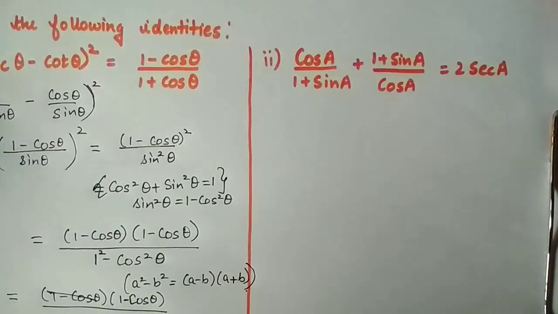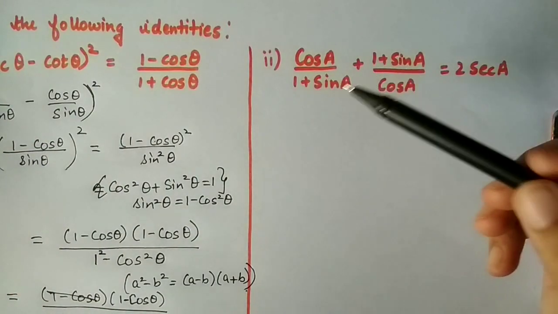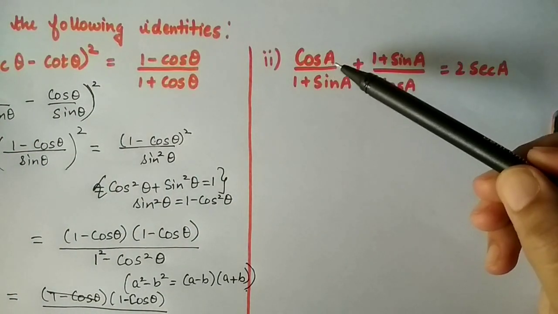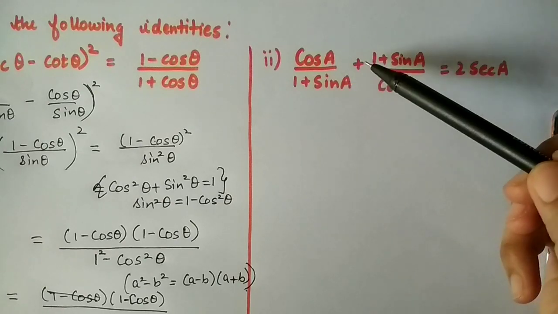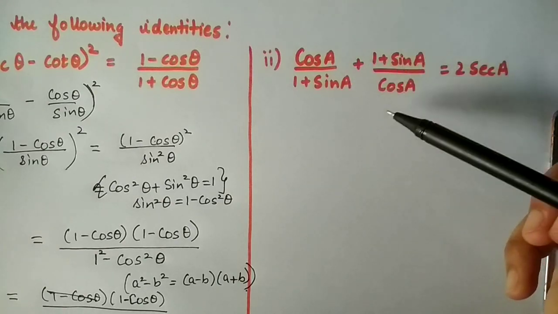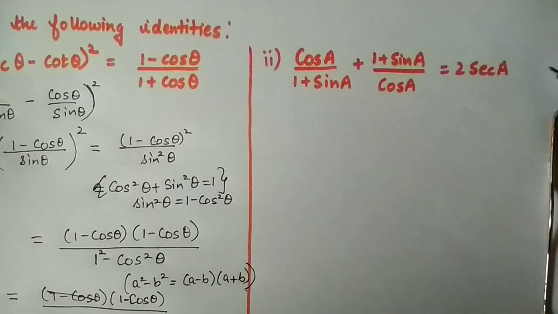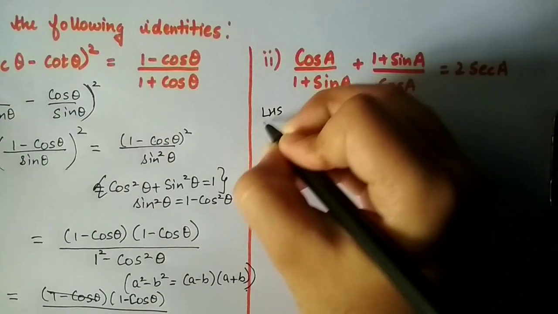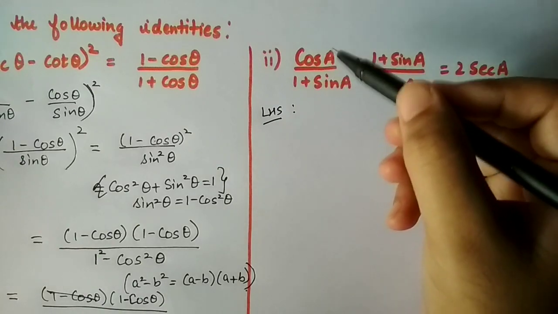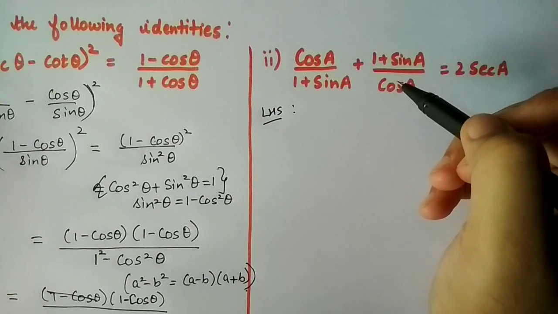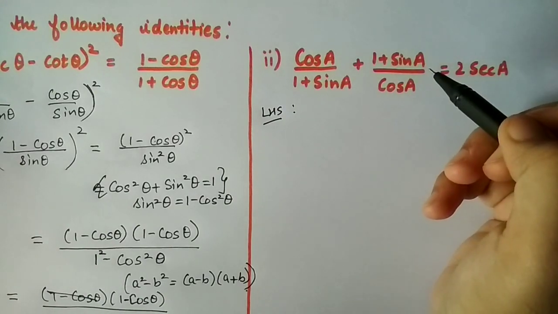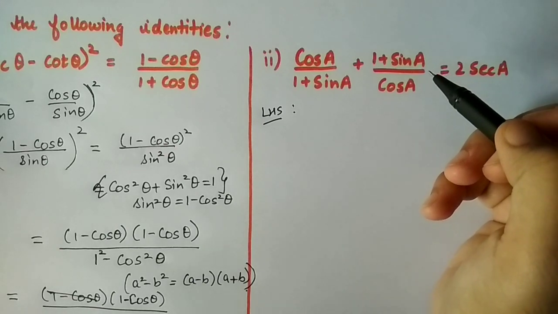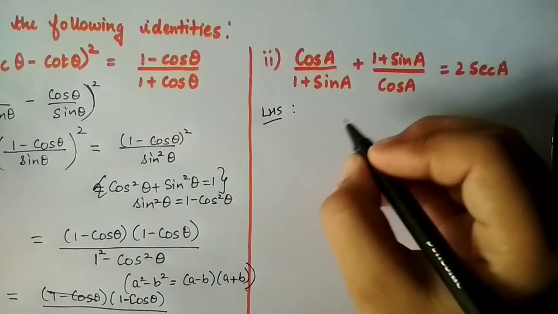Now see the second part. In second part we are given to prove cos A upon 1 plus sin A plus 1 plus sin A upon cos A equal to 2 secant A. So now consider left hand side. Here you can see that the terms are already in sine and cos. So we don't need to convert any trigonometric ratio. So just simplify it, take the LCM.